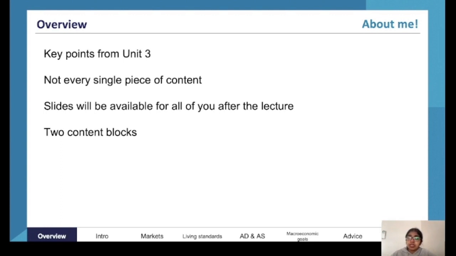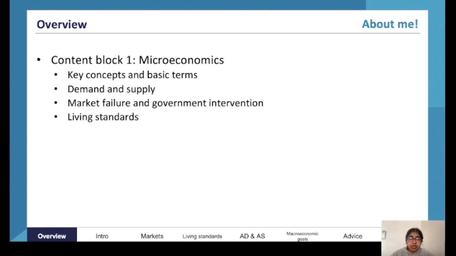There are 2 content blocks, so I'll talk about those first. The first content block is mainly about microeconomics. Microeconomics is literally, as the name suggests, the micro of economics, so it's looking at the small parts of economics, like the specific industries, the very specific parts of economics.